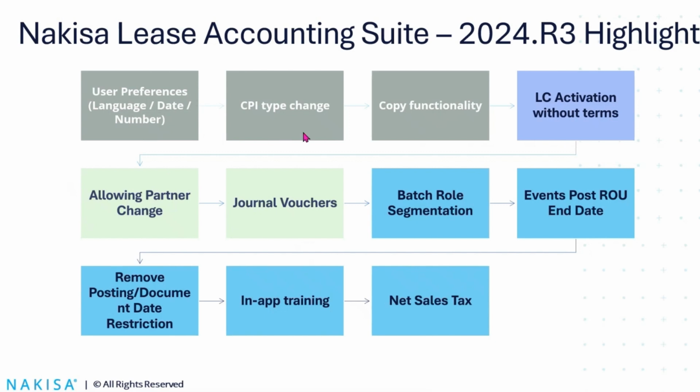CPI type change, copy functionality, lease component activation without terms, allowing partner change, journal vouchers, batch role segmentation, events post after RU end date, removing document posting dates restriction, in-app training, and net sales tax. Some of these features are going to have a financial impact, and the other features are introduced for your user experience enhancements.